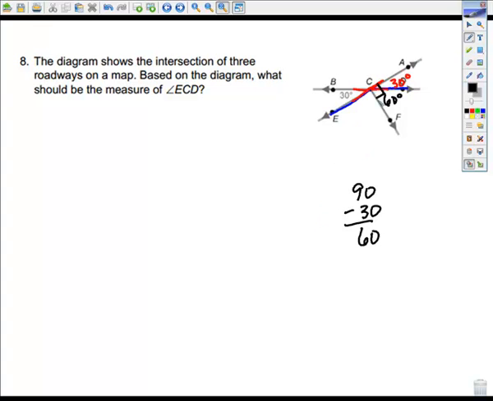And I know that this angle was 90 degrees because it forms a straight angle. And I'm looking now for this angle, and it's made up of the 90 and the 60. So it's 150 degrees. So the measure of angle ECD is 150 degrees.